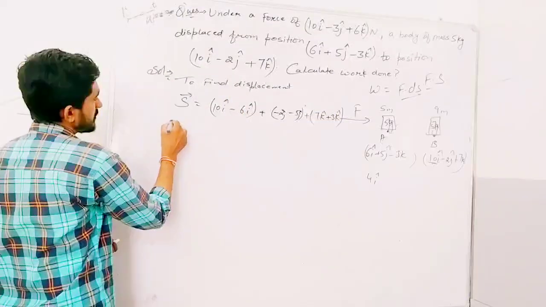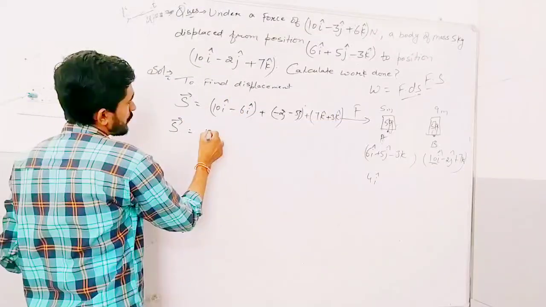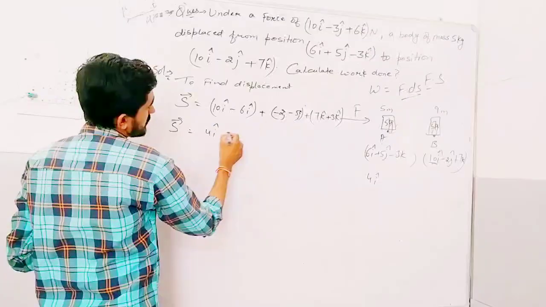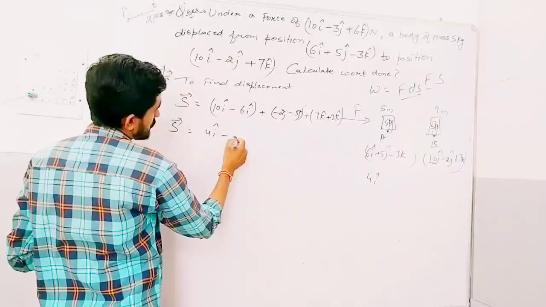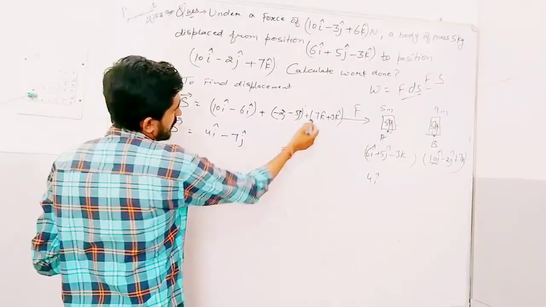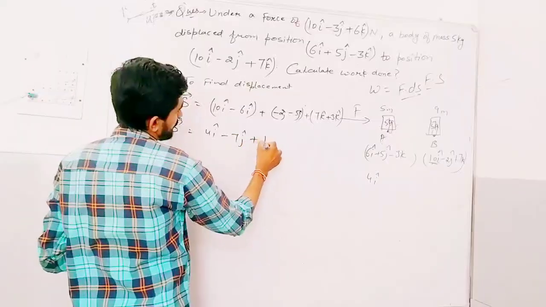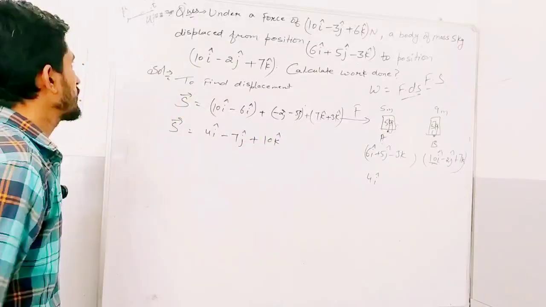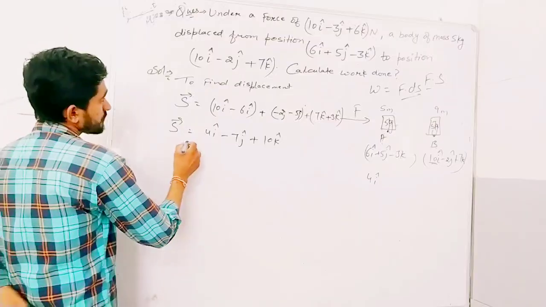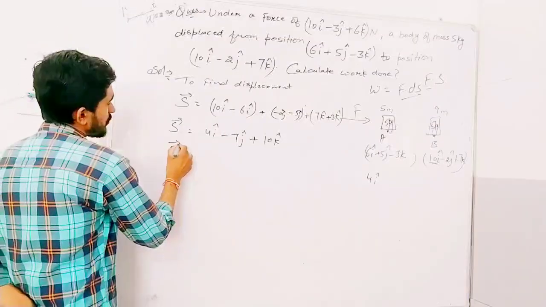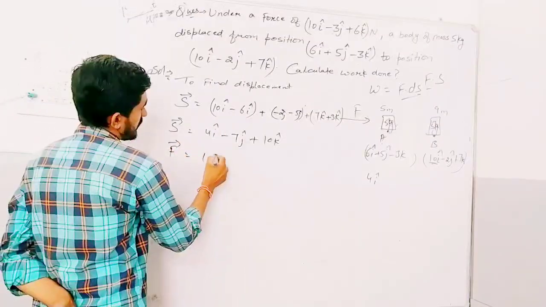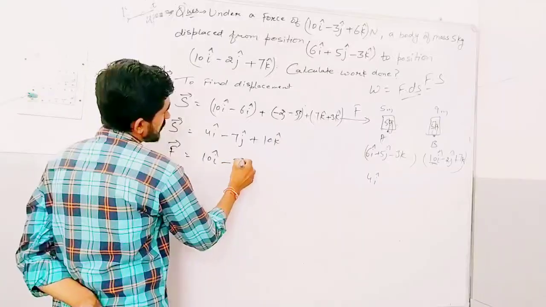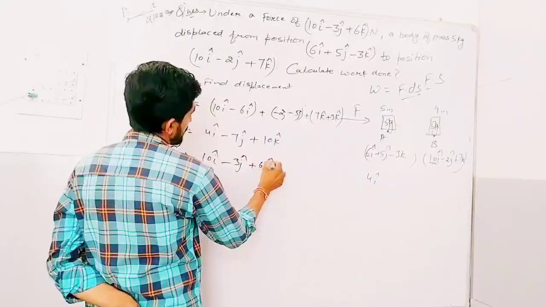Then the displacement becomes 4 i cap, minus 7 j cap, and 10 k cap. Okay, now work done. What is the force? Force is 10 i cap, 3 j cap, 6 k cap.